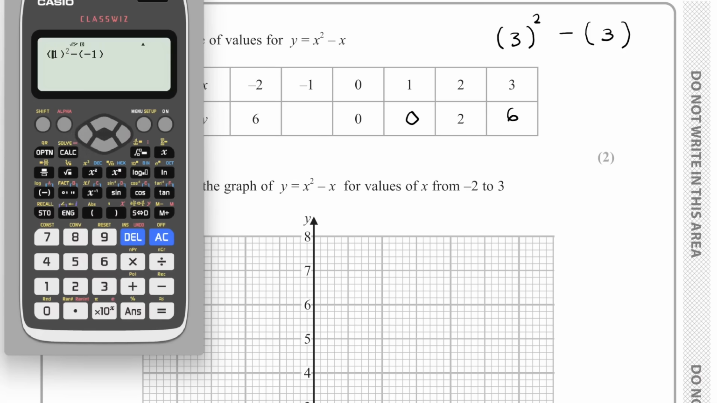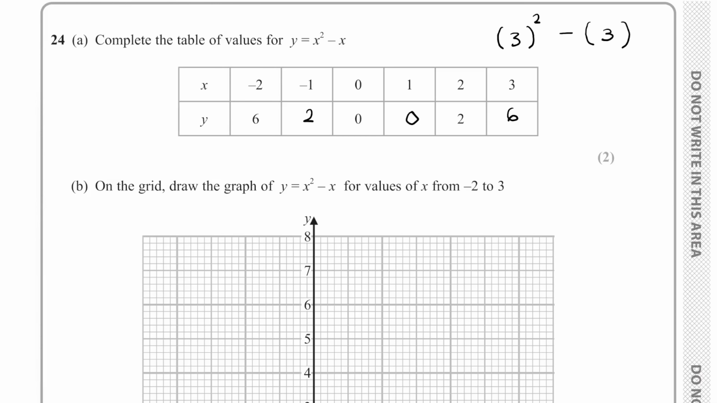Negative 1 squared take away negative 1. So negative 1 squared is going to be a positive 1. And then we're going to take away a negative, which means add. So we should get 2. And that's everything we need. It's a quadratic. It's an x squared graph. So we can see it's symmetrical. We've got 0, 0, 2, 2, and 6, 6. It's symmetrical. That means we've probably done it right.